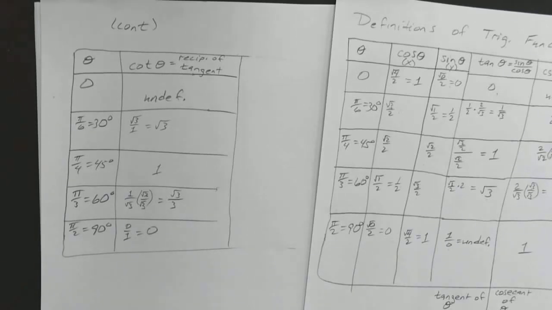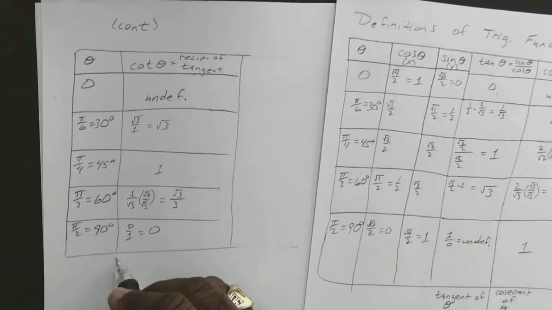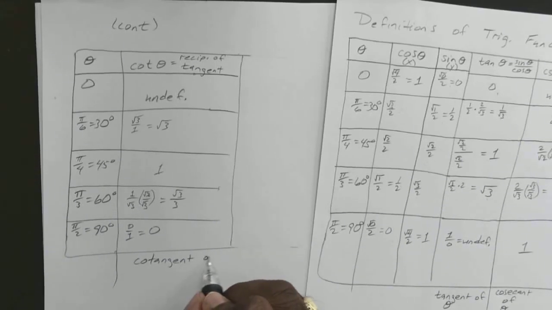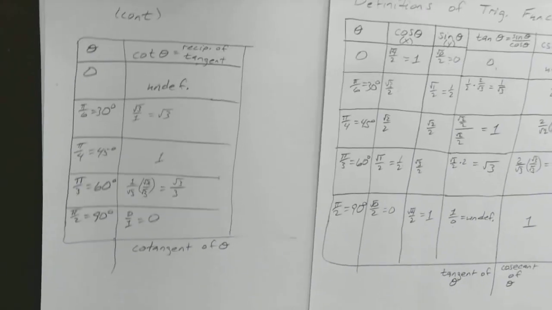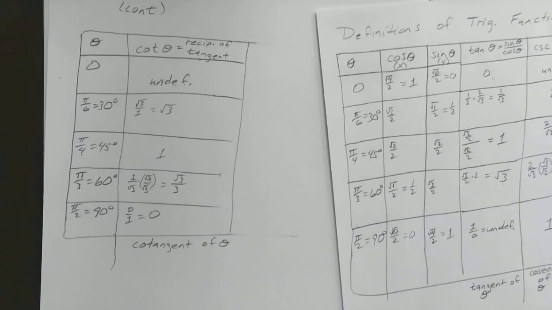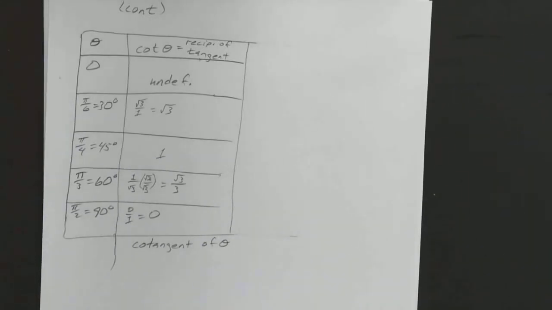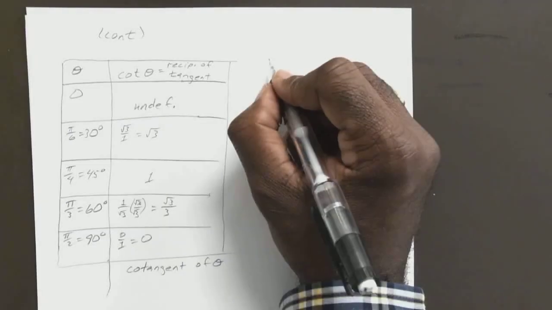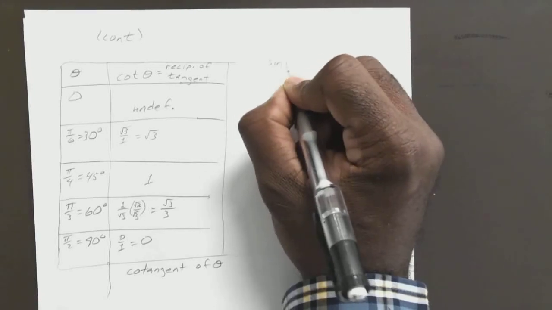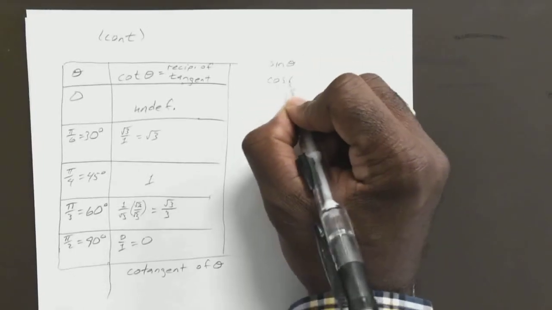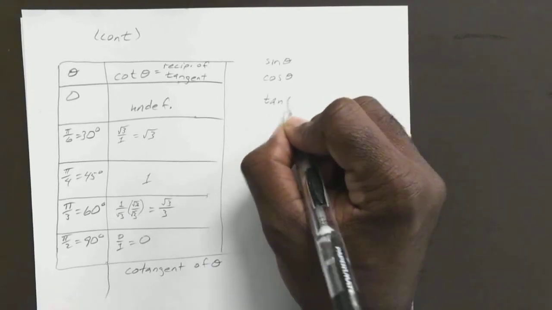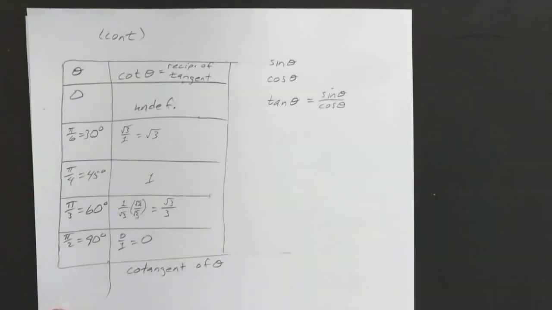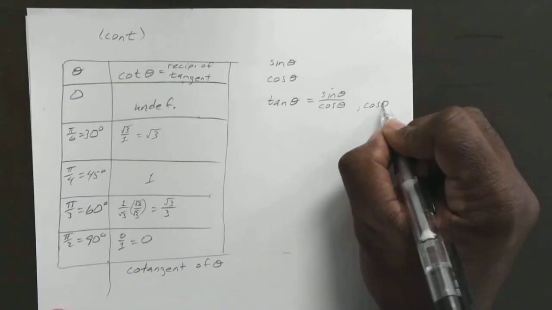So you can see they all just revolve around sine and cosine. So cotangent of theta. Okay, so if we were to write these out, you have sine of theta, cosine of theta, your tangent of theta, which is just sine of theta over cosine of theta. And of course, cosine can't equal 0.